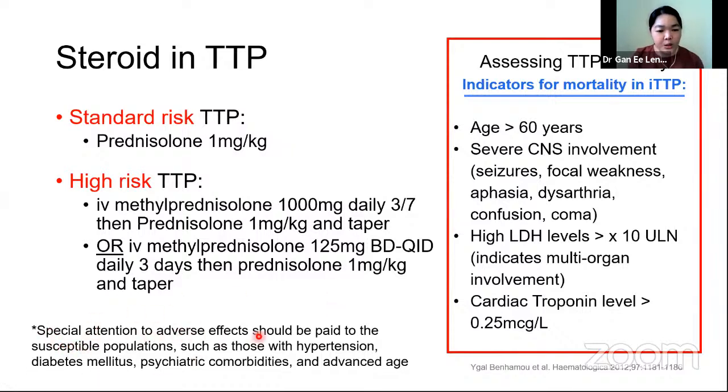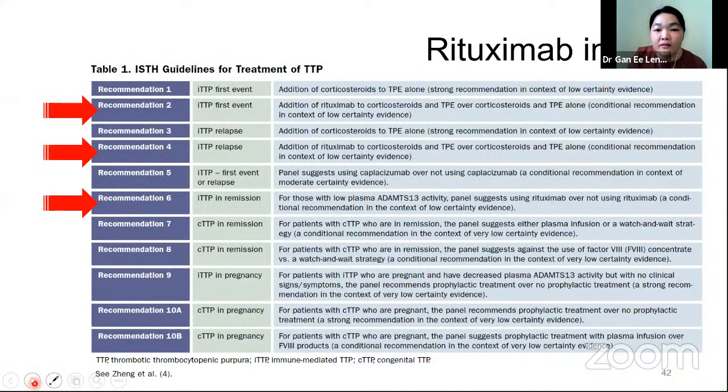We need to pay special attention to the side effects of steroid. Let's say this is a hypertension patient with diabetes mellitus, psychiatric comorbidity, or advanced age. Bear in mind that a very high dose of steroid might cause a lot of complications, especially in this group of patients. Okay. What about patients who cannot tolerate oral or where we are worried about absorption? In fact, an intravenous steroid, equivalent to prednisolone 1 milligram per kg, is being used as well. Okay, so we have gone through TPE, plasma exchange, and steroid.